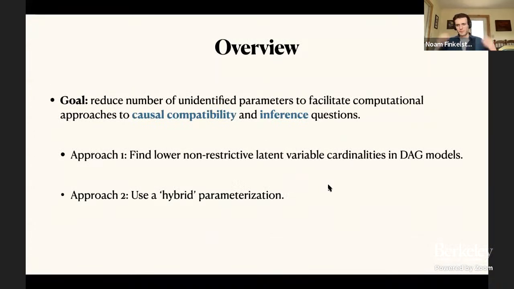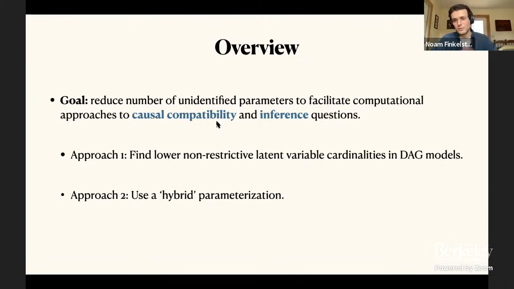So the big picture goal of this work is to reduce the number of unidentified model parameters to facilitate computational approaches to causal compatibility and also to inference. And in that way, it's actually related to the closing of Richard's talk. So that was a nice segue. And I think the part that's going to be of most interest to physicists is the causal compatibility question, which Ellie also spoke about yesterday with the inflation approach.